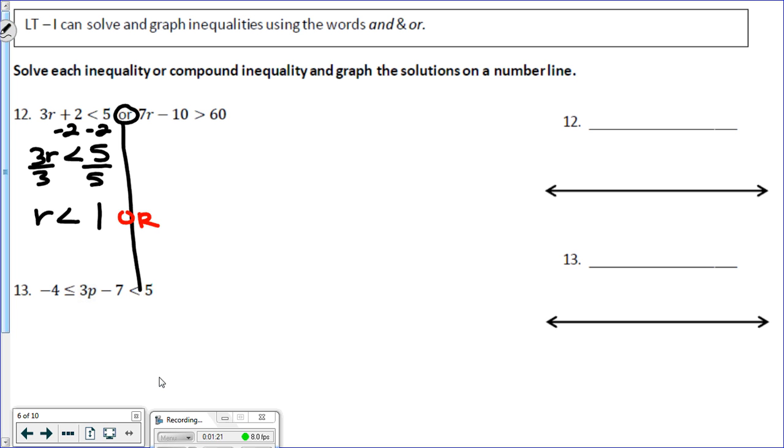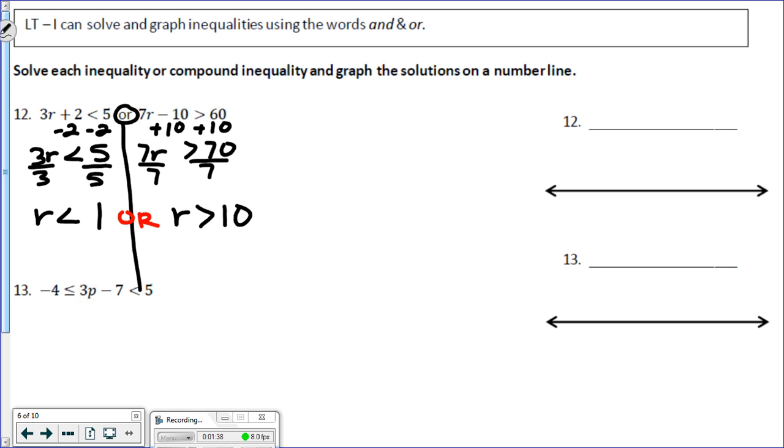Then I'm going to solve the right side. So I'm going to add 10, move it over. I'm going to get 7r is greater than 70. I'm going to divide both sides by 7, and I get r is greater than 10.